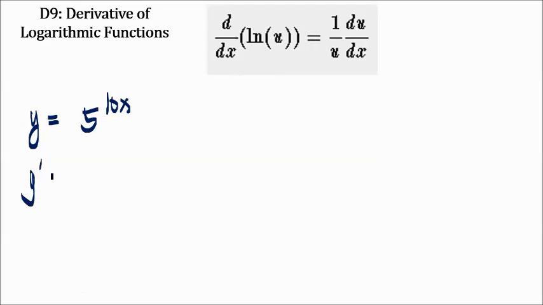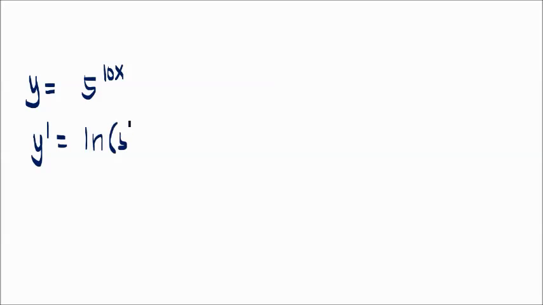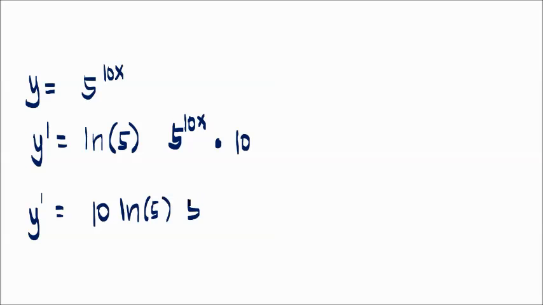So our y prime is equal to, just put ln of 5, and then just follow the derivative earlier. So that would be 5 raised to 10x, just copy, and then multiplied by the derivative of 10x, which is 10. So your final answer is 10 ln of 5, then 5 raised to 10x.